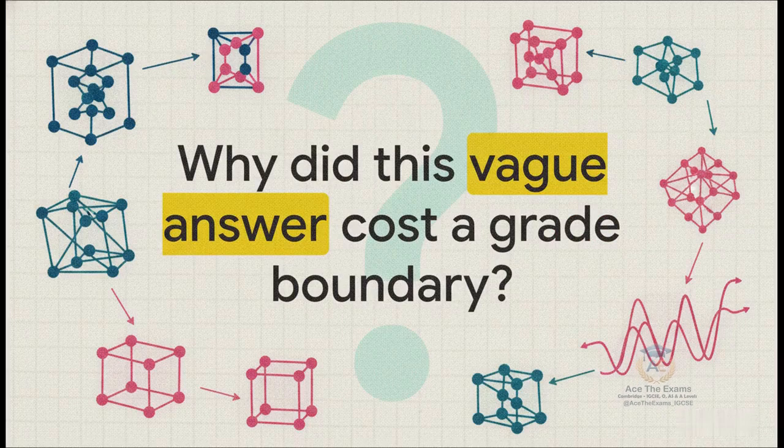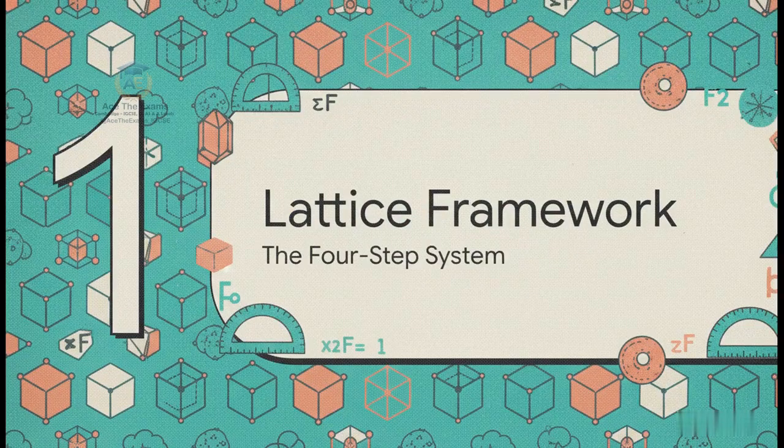So you might be wondering, why did this vague answer just cost you a grade boundary? It's pretty simple, actually. Ordinary revision fails because examiners aren't just looking for a random list of isolated facts. They absolutely demand that you connect microscopic order to macroscopic consequences. Saying atoms are close isn't physics, it's honestly just a guess. You have to prove exactly how invisible, microscopic atomic arrangements directly dictate the physical behaviors that we can actually see and measure.